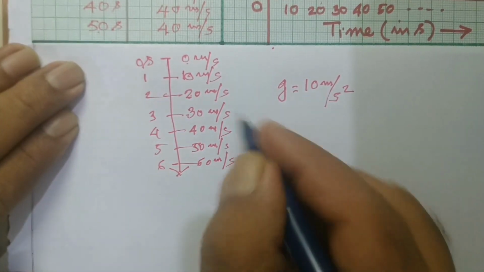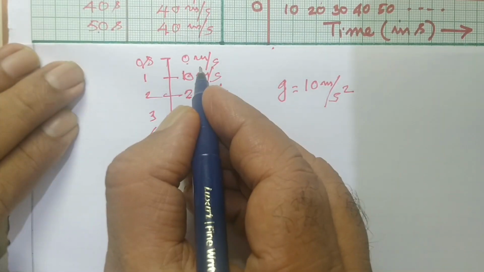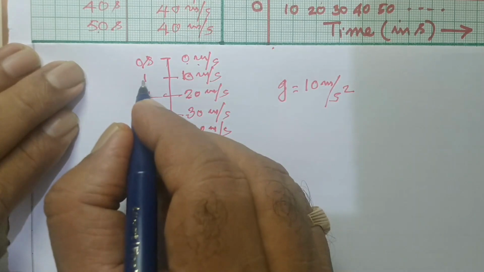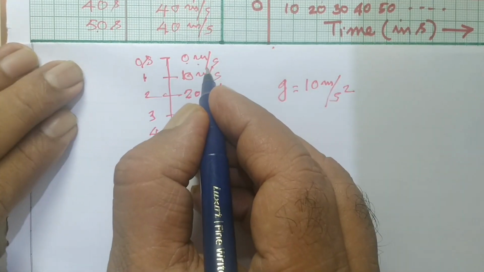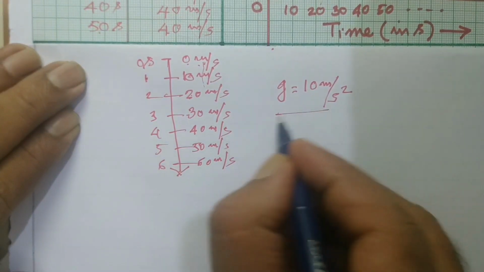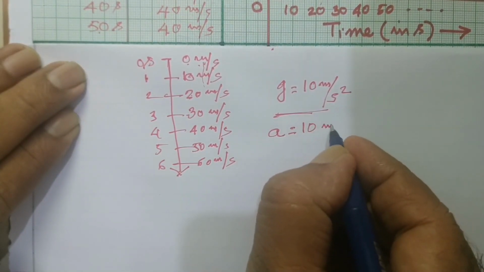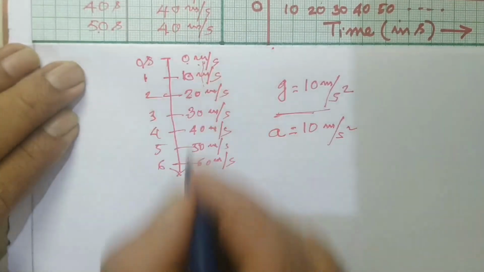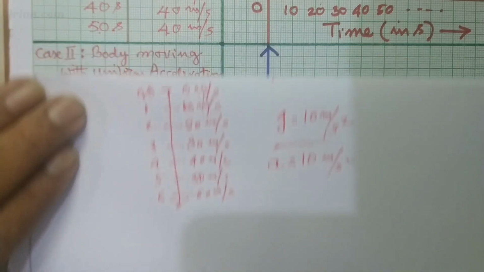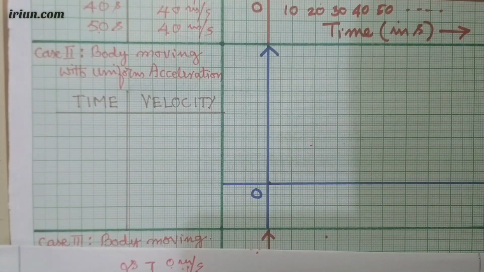What is happening here? Velocity is increasing. You remember I am writing the unit meter per second only, not second square, because I am taking the time here, I am taking the velocity here. Velocity is increasing. Then only we call it acceleration. Now here acceleration is 10 meter per second square. That is the freely falling body example I have taken. Now let us put these values in this table here. Then we'll draw the graph for that.